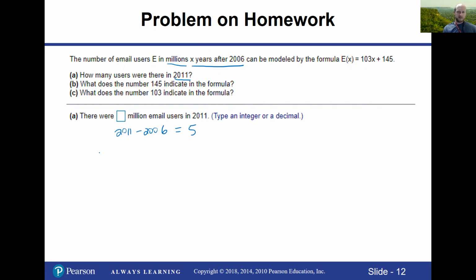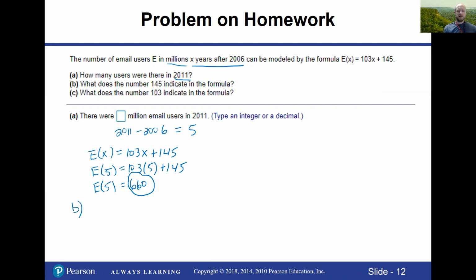So all I have to do is take the formula here and substitute 5, because 2011 is 5 years after 2006. I just have to substitute 5 for X. And I get 660. And this is really 660 million, but the 660 is what you would enter in that box there.